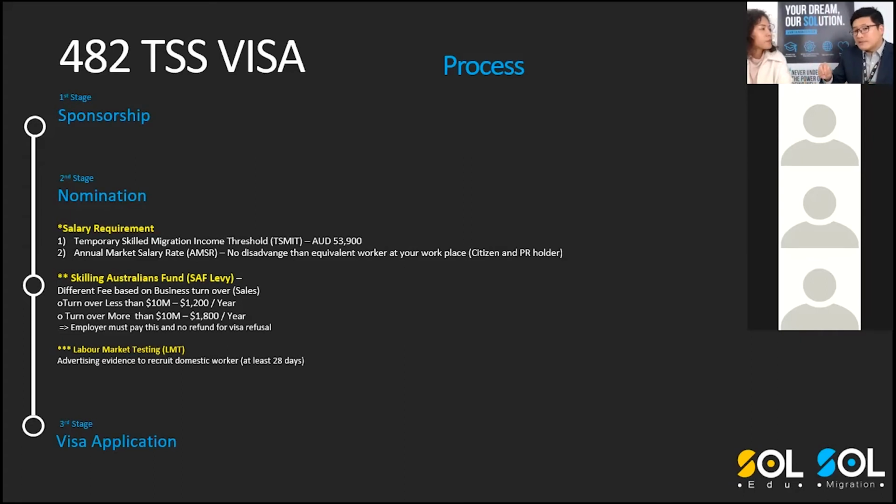Okay. So I'm saying the equivalent worker. Peng and I have the same experience, same qualification, then the employer must provide the equivalent salary level as the Australian worker, which means Peng. So let's say in my restaurant, Peng has a 60K salary.